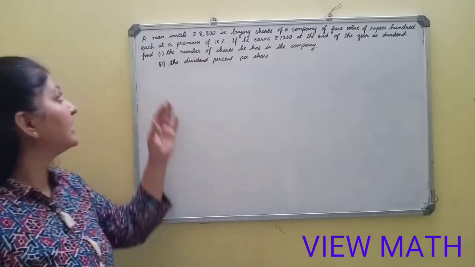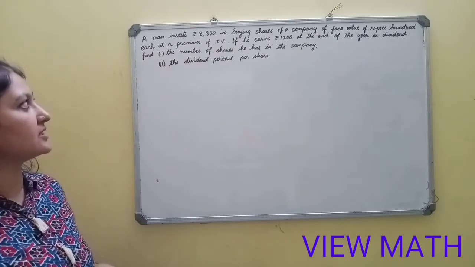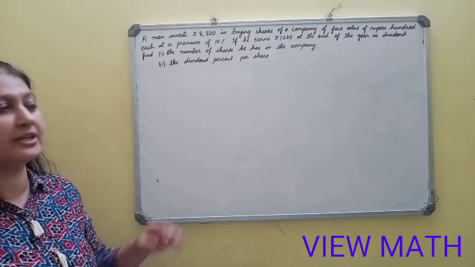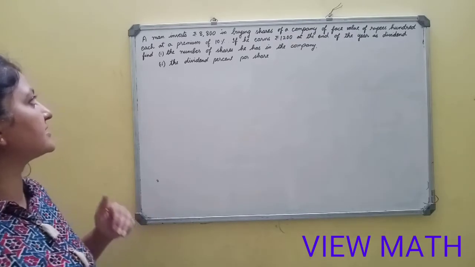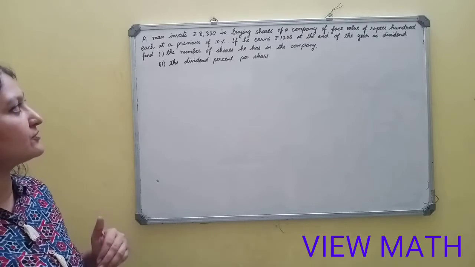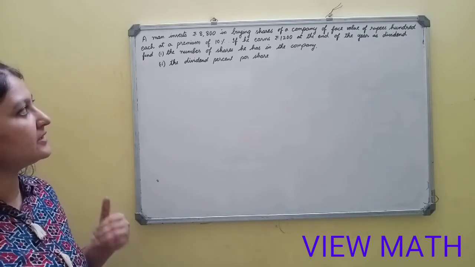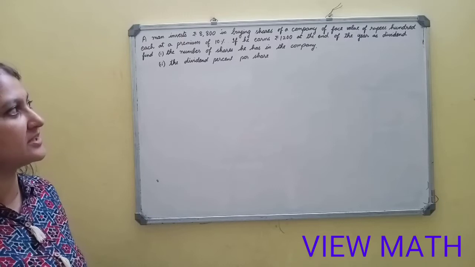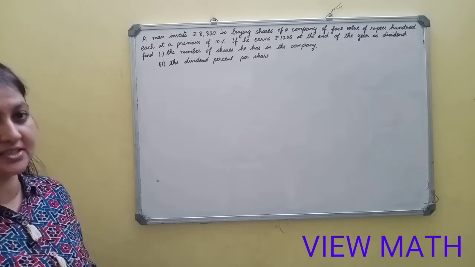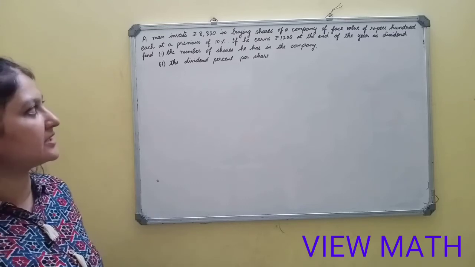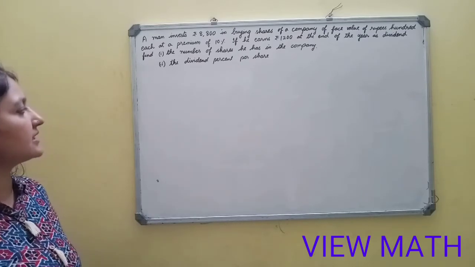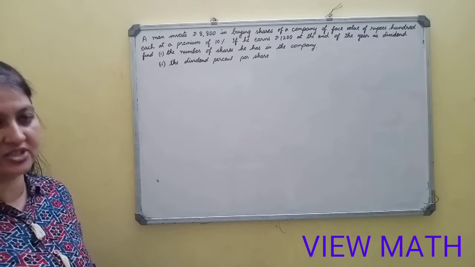Next problem. A man invests rupees 8800 in buying shares of a company of face value of rupees 100 each at a premium of 10%. If he earns rupees 1200 at the end of the year as dividend, find, first subdivision, the number of shares he has in the company. Second, the dividend percent per share.